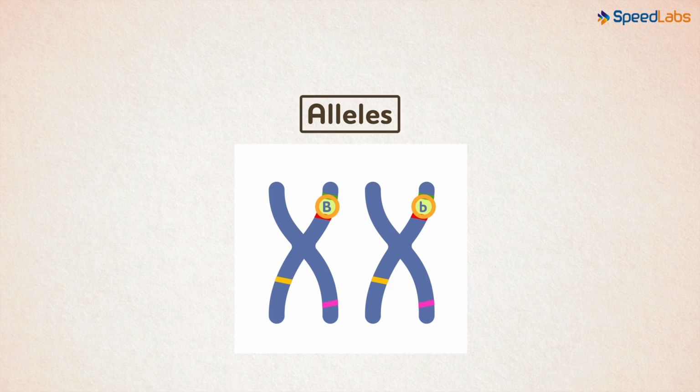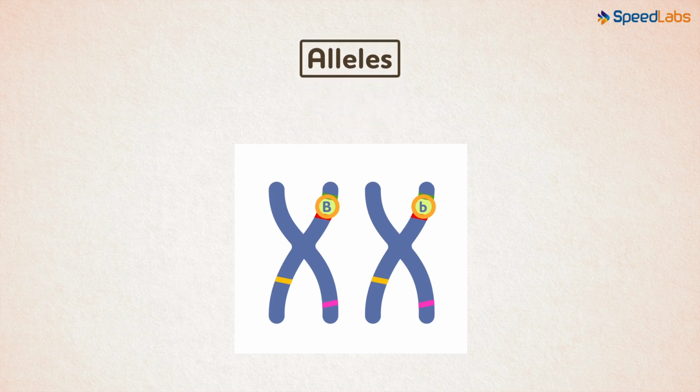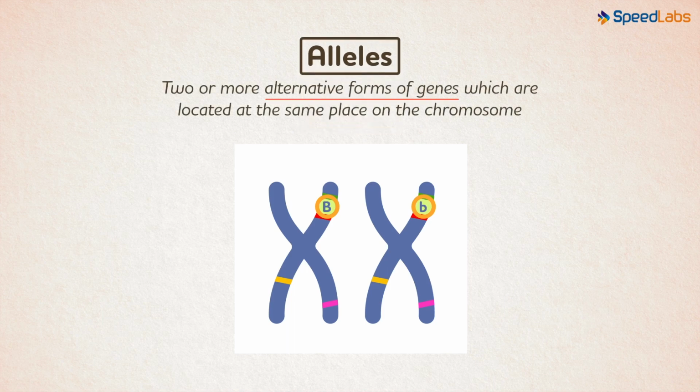But do we know what exactly alleles are? Are they any different from genes by any chance? Alleles are basically two or more alternative forms of genes which are located at the same place on the chromosome. Let's simplify this to understand it better.